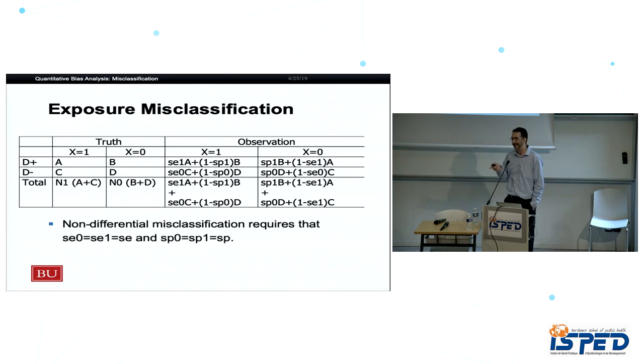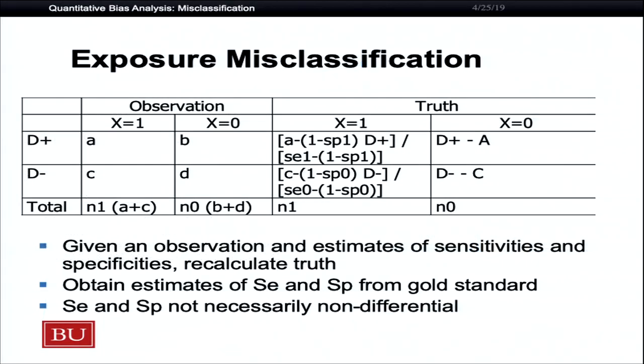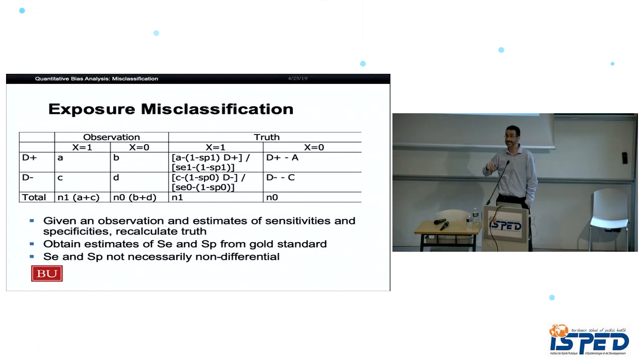The problem is we don't have the truth. We have the observed results. But algebraically, it's very easy to rearrange that, and to go from the observed data to the true data. And you can see that the formulas to do so are not particularly complicated. Right? This isn't rocket science. You don't need an advanced degree. And there are no Greek formulas in here. Right? It's just simple algebra. To go from the observed data back to the expected truth, if we have a reasonable assumption of what the sensitivity and specificity are, which we have from the validation studies. So this isn't hard to do.